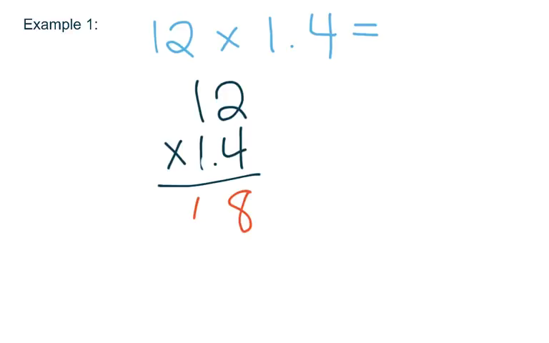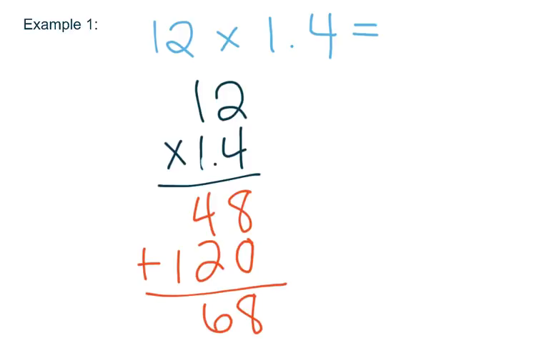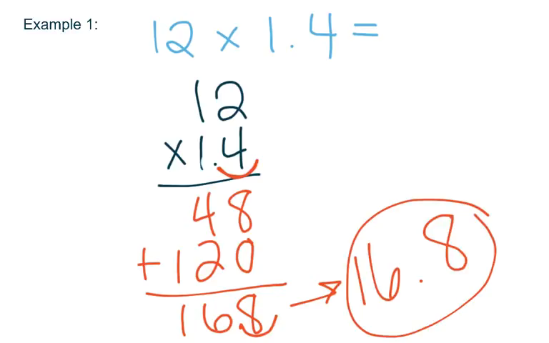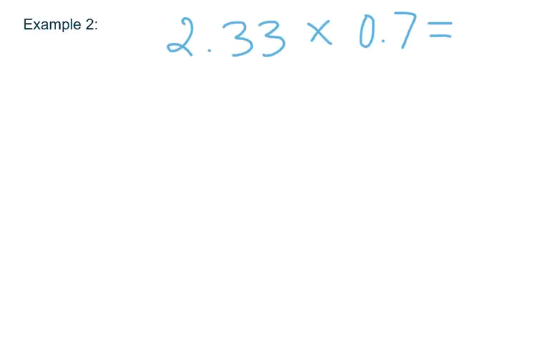So 4 times 2 is 8, 4 times 1 is 4. Drop down to line 2 and make sure I put my 0 as my placeholder. 1 times 2 is 2, 1 times 1 is 1. I go ahead and add. I have an 8, a 6, and a 1. I can see that I have one place behind the decimal, so I'm going to move my decimal point in one space, meaning my final answer should be 16.8.